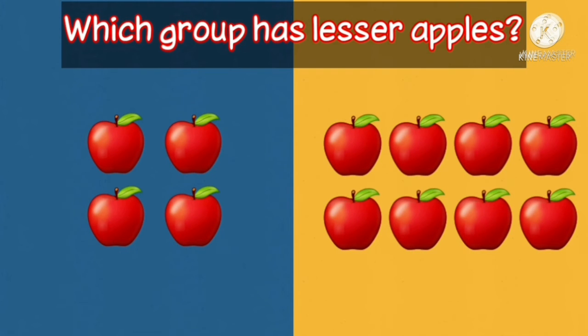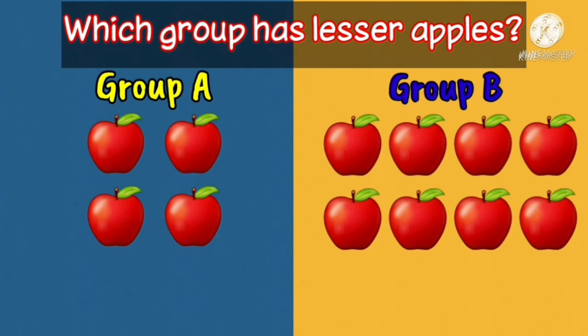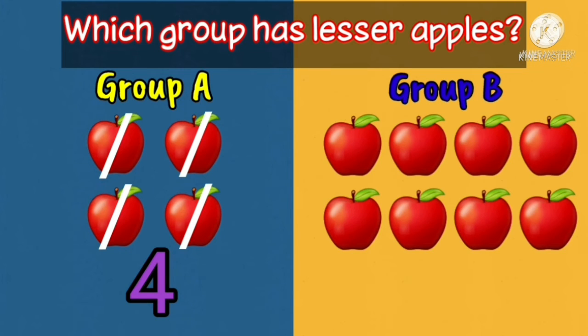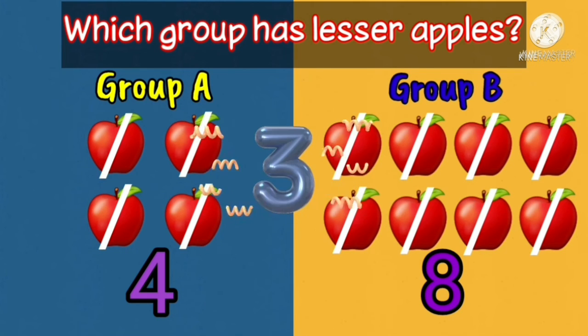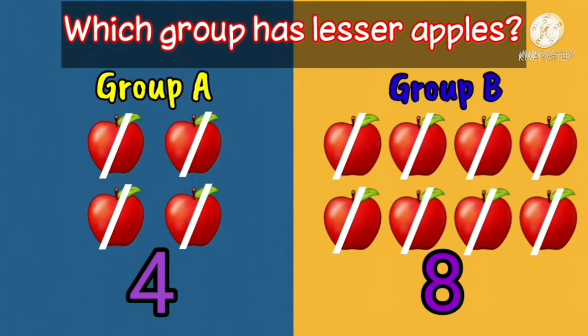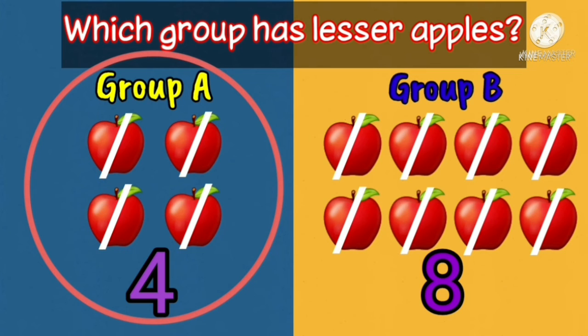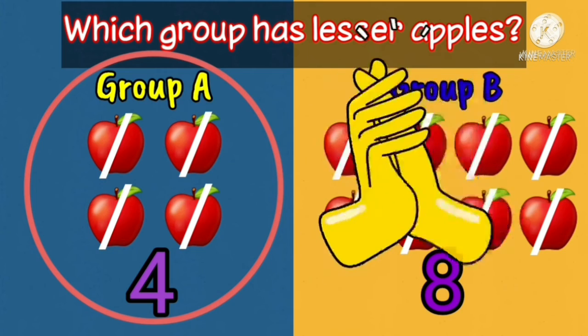Which group has lesser apples? Group A, group B. Let's count the apples in group A. 1, 2, 3, 4. 4 apples. Let's count the apples in group B. 1, 2, 3, 4, 5, 6, 7, 8. 8 apples. Which group has less apples? A. Yes, A, because 4 apples are lesser than 8 apples. Good job.